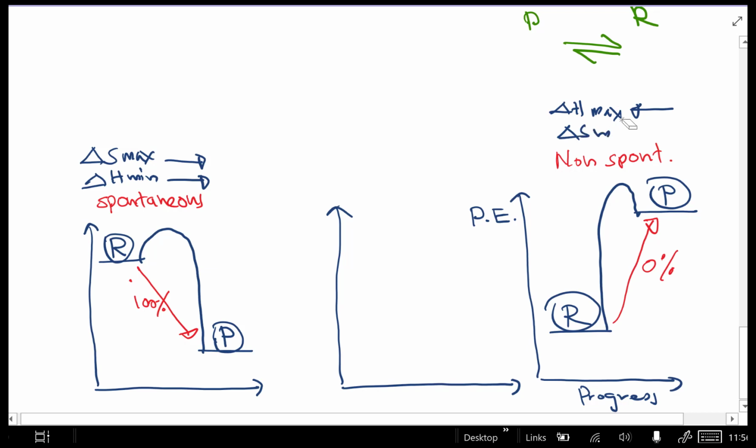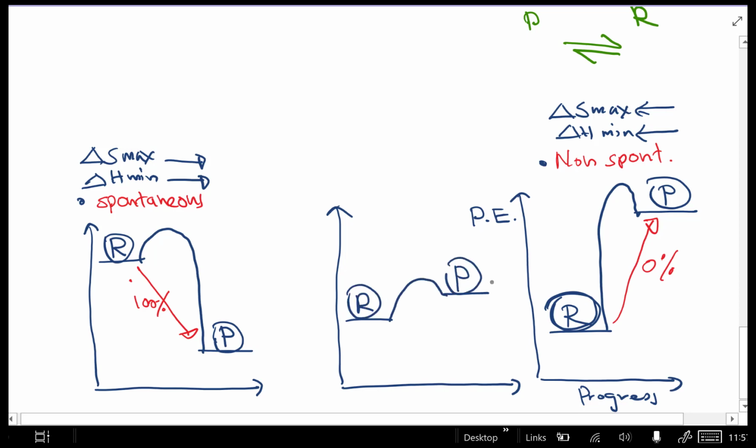So the delta H max stays in the reactants, delta S max stays in the reactants, and delta H min stays in the reaction. So therefore it's never going to happen. It's non-spontaneous. You can actually do it though, that's a different story.